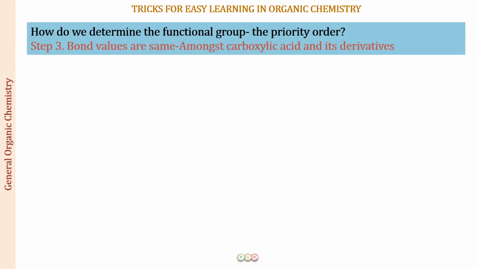So the next is when the bond values that we have calculated are the same. Let us see first of all the priority order amongst the carboxylic acid and its derivatives. So here what you're going to remember is that this is the carboxylic acid with the bond value 3 and the carboxylic acid derivative with the bond value 3. So which is going to be higher in priority?